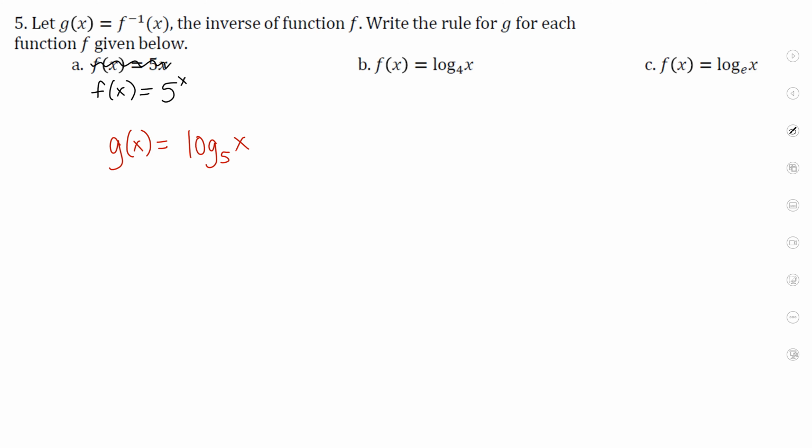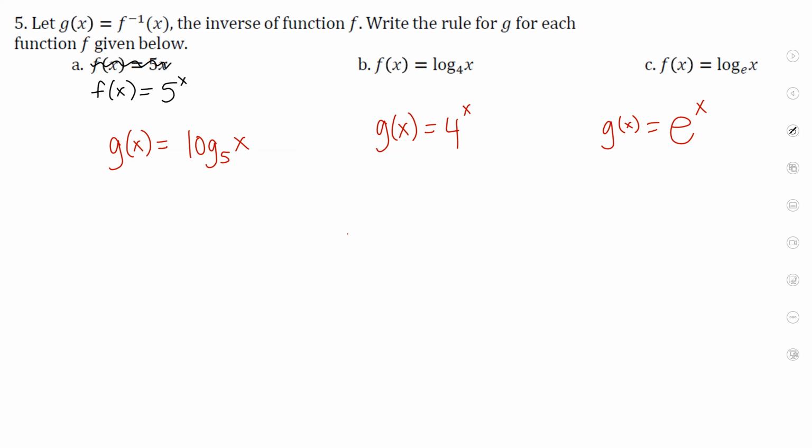Now, if I have log base 4, what do you think the inverse would be? Yep, 4 to the x. That would be the inverse. Exponentials and logs are inverses of each other. Just like multiplication and division are inverses of each other. Addition and subtraction, they're inverses of each other. They cancel each other out, okay? This one, what is the inverse? Yep, e to the power of x. And I'll write g of x in front. These are inverses of each other. They undo each other, okay?